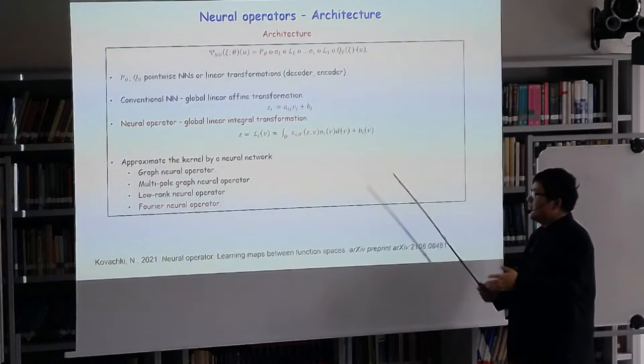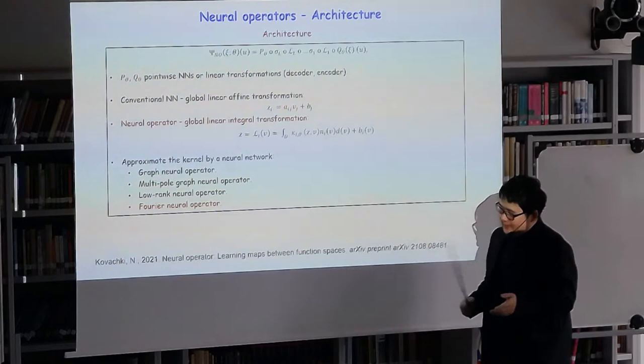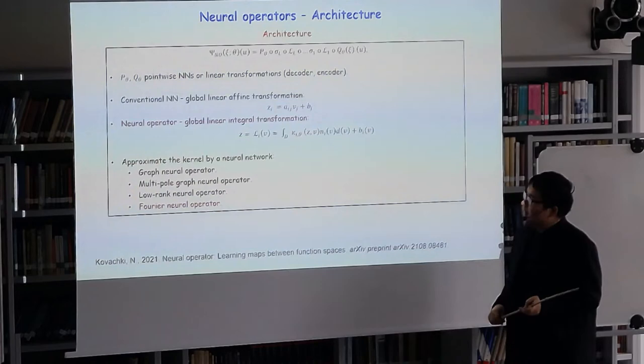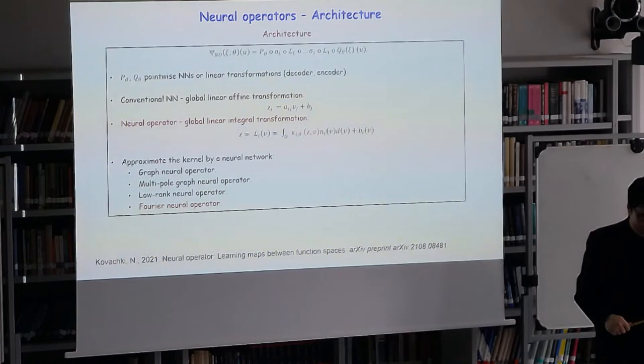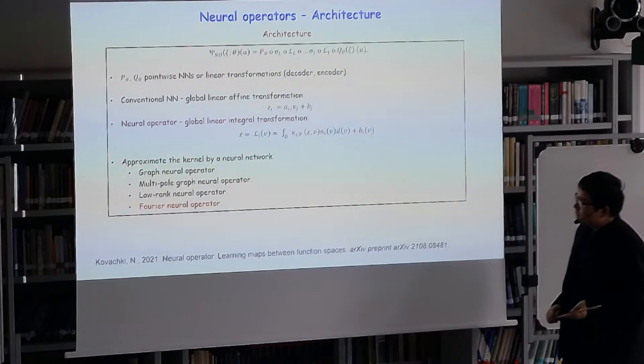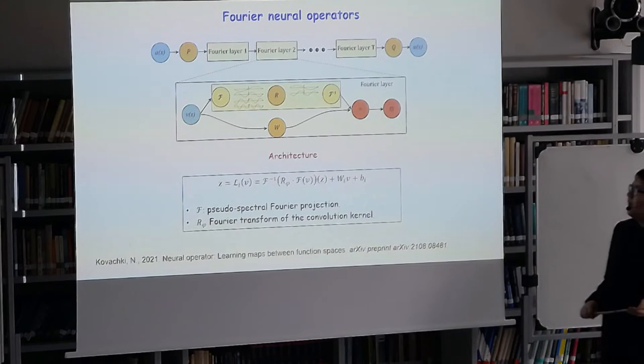Now, of course, there are hundreds of ways in terms of how you can construct this kernel, and we have come up with a number of ideas. So we have the graph neural operator, the multipole graph neural operator, and the low rank neural operator. But the one that seems to work best for partial differential equations is called the Fourier neural operator. Now the idea of the Fourier neural operator is basically very simple. Again, we are trying to approximate that convolution kernel there.